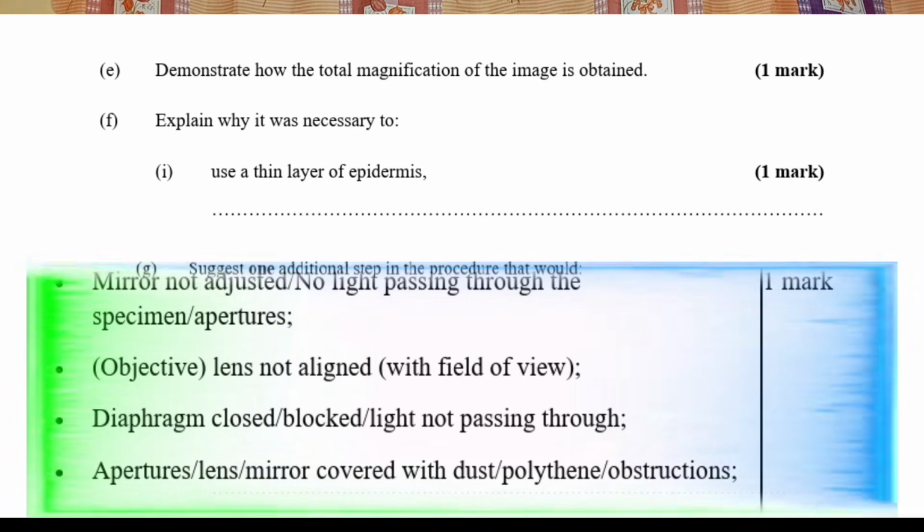H. Assuming during the experiment, a group of learners observed a darker field of view without any clear image. Suggest the likely cause of this observation. 1. Mirror not adjusted well or no light passing through the specimen. 2. You can talk of lens not aligned with its field of view. 3. Diaphragm closed or light blocked, light not passing through. 4. Apertures, lens, mirror covered with dust, polythene, or maybe obstructions.